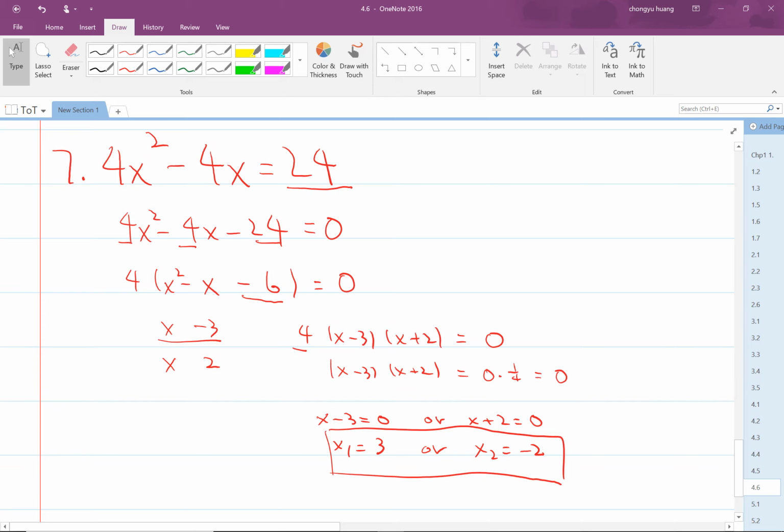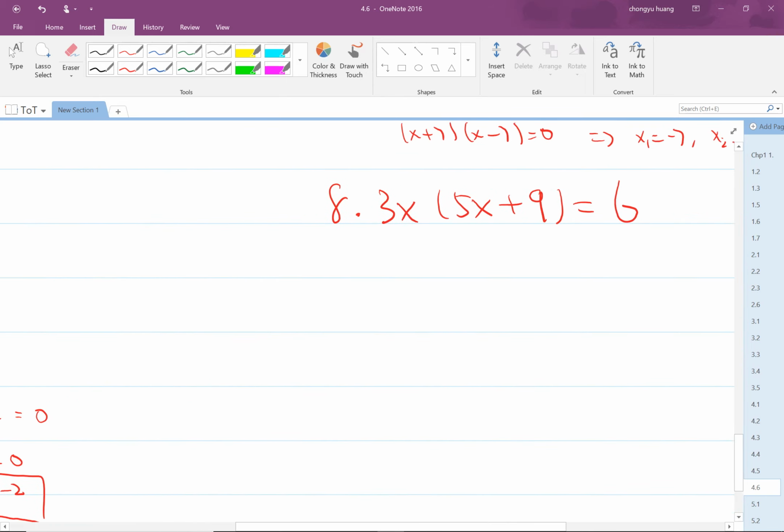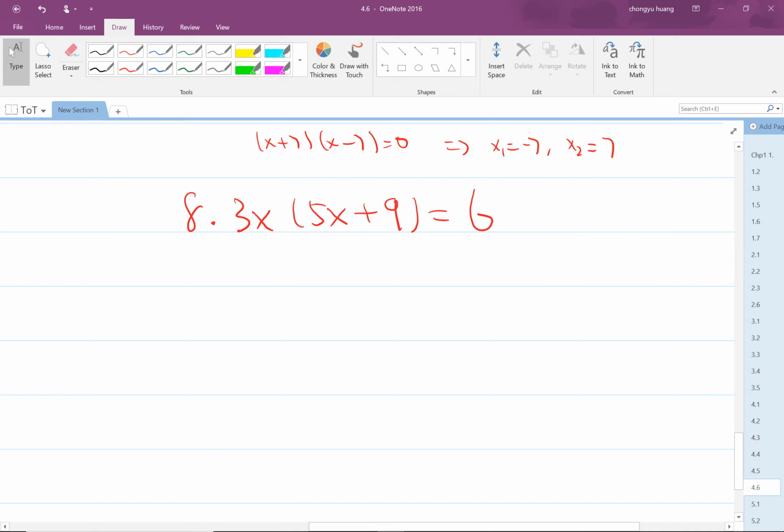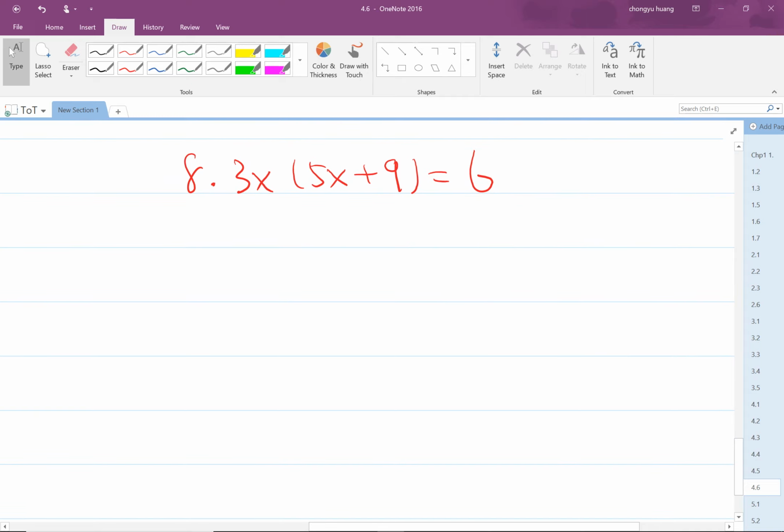Okay, so question 8. First thing first, we have to simplify a little bit. We have to multiply and take the terms out of the bracket. So we have 3x multiplied by 5x, which is 15x squared, and then 3x multiplied by 9 is 27x.